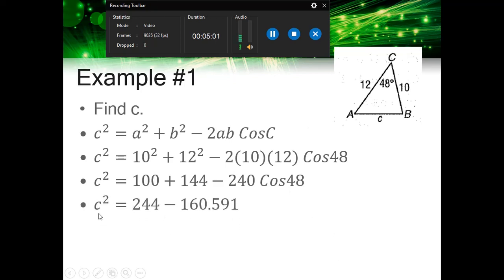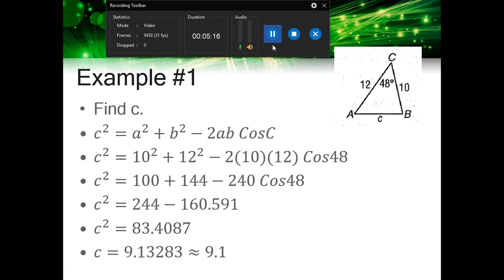So again, this is c squared, and we're going to subtract the 2. And now I want to take the square root of 83.4087. And I did round it to the nearest tenths because it wasn't perfect, and that is my missing side.